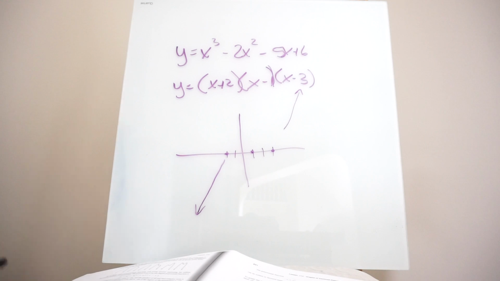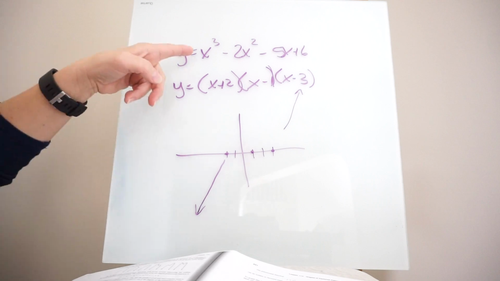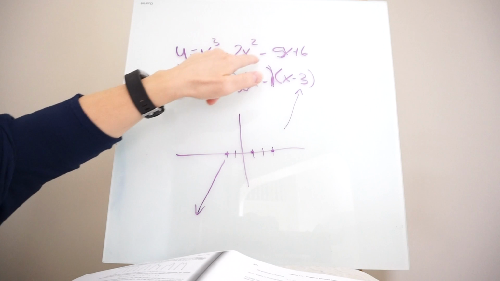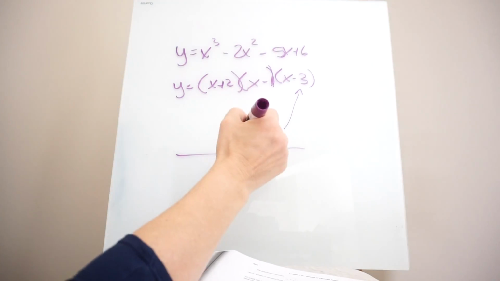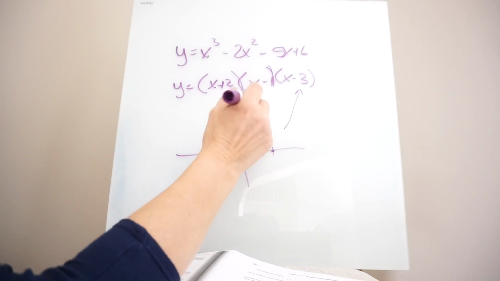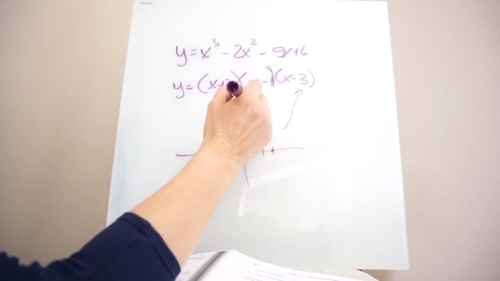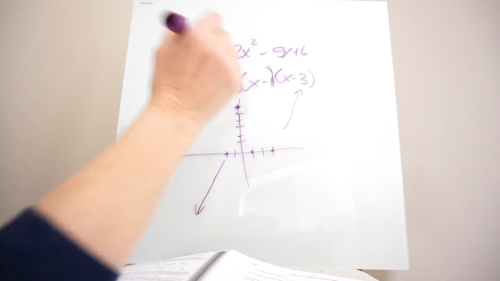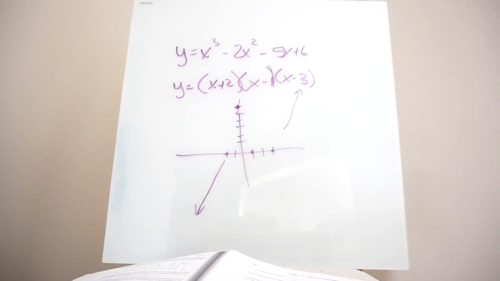Now we need to find a couple more points in here. I always think that 0 is a good one to pick, because if we put 0 in here and here and here, we're just going to end up with 6. So we know that when x is equal to 0, y is going to be equal to 6. So we have these points here.